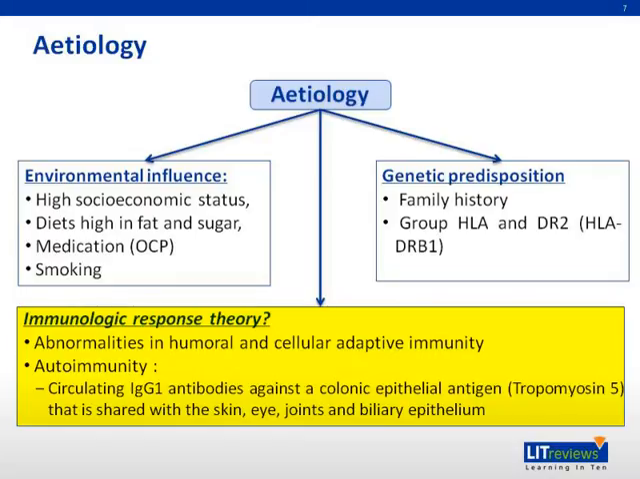Autoimmunity may play a role in ulcerative colitis. In addition to P-ANCA, ulcerative colitis is characterized by circulating IgG1 antibodies against a colonic epithelial antigen, tropomyosin 5, that is shared with the skin, eye, joints, and biliary epithelium, which are also the extraintestinal sites involved in ulcerative colitis.